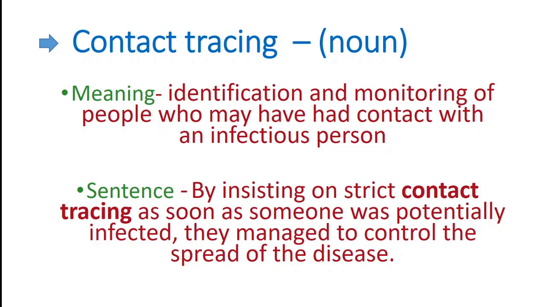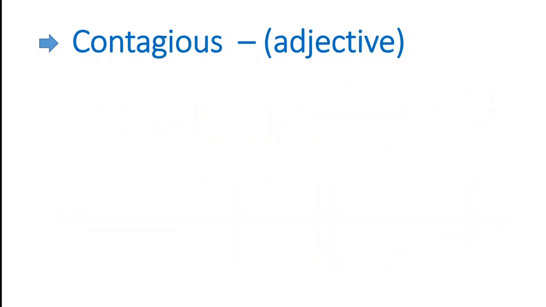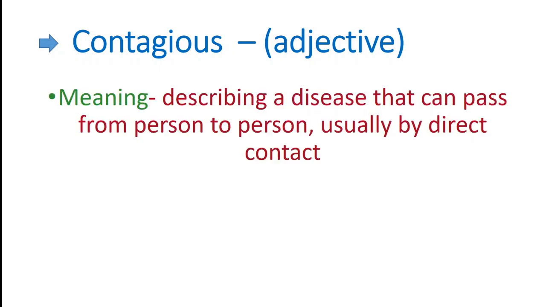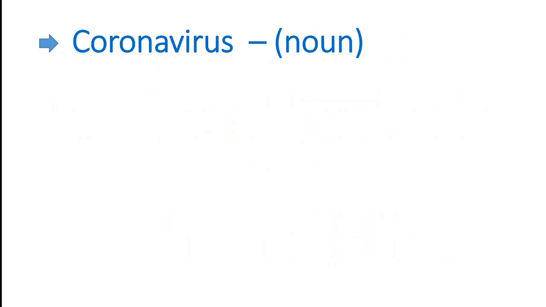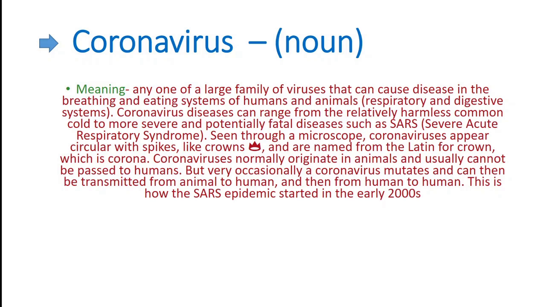Contagious, adjective, meaning describing a disease that can pass from person to person, usually by direct contact. Sentence. Patients who are still contagious are kept in isolation. Coronavirus, noun, meaning any one of a large family of viruses that can cause disease in the breathing and eating symptoms of humans and animals. Respiratory and digestive system.